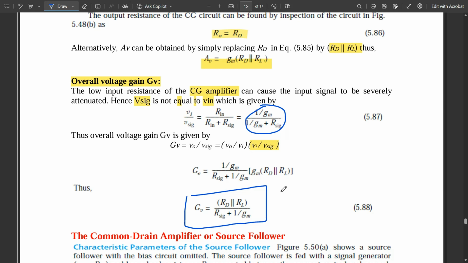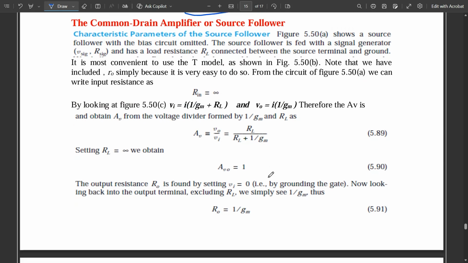Okay, so that's all for this video, guys. We are left with only one concept now, that is the common drain amplifier. So we'll see that in the next video.